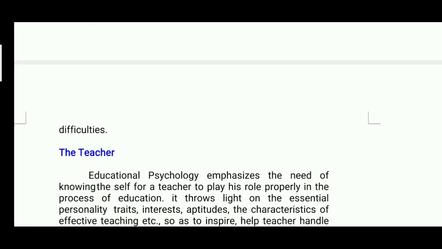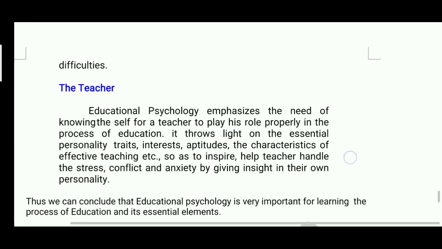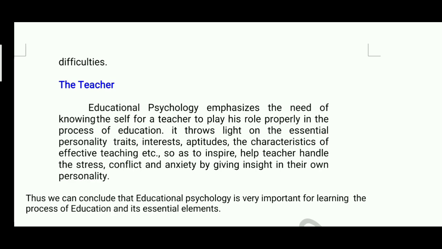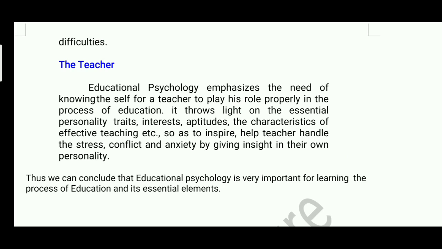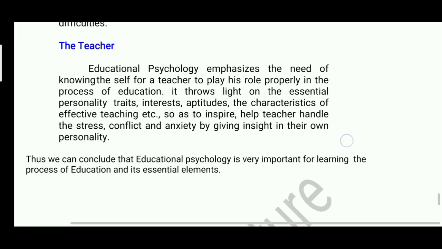Educational psychology, lastly, for the teacher, emphasizes the need of knowledge of self for the teacher to play his role properly in the process of education. It throws light on the essential personality traits, interest, aptitude and the characteristics of effective teaching, as to inspire, and help the teacher handle stress, conflict, and anxiety inside their own personality. Means teacher must think about the student without thinking of his own attitude and own personality and behavior.